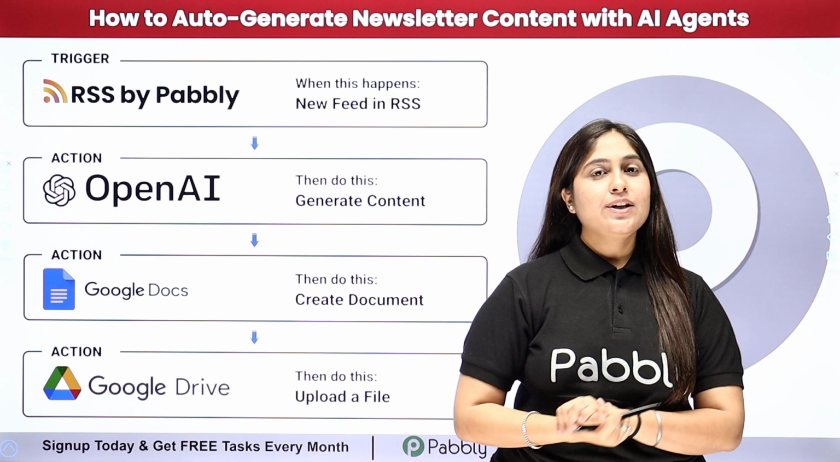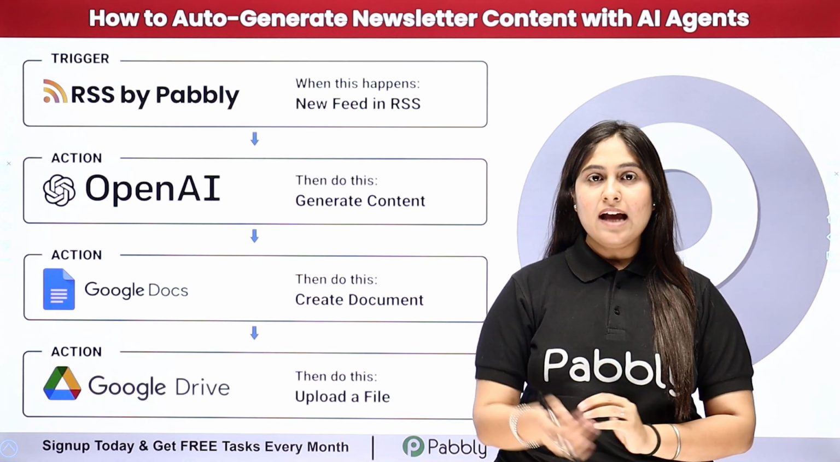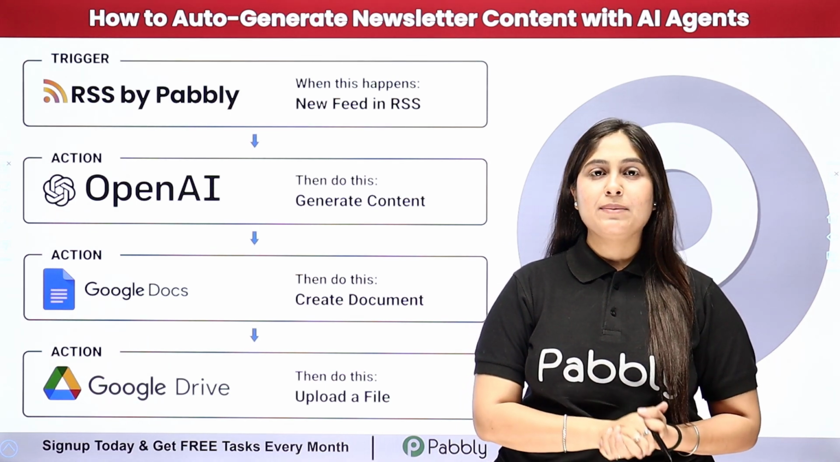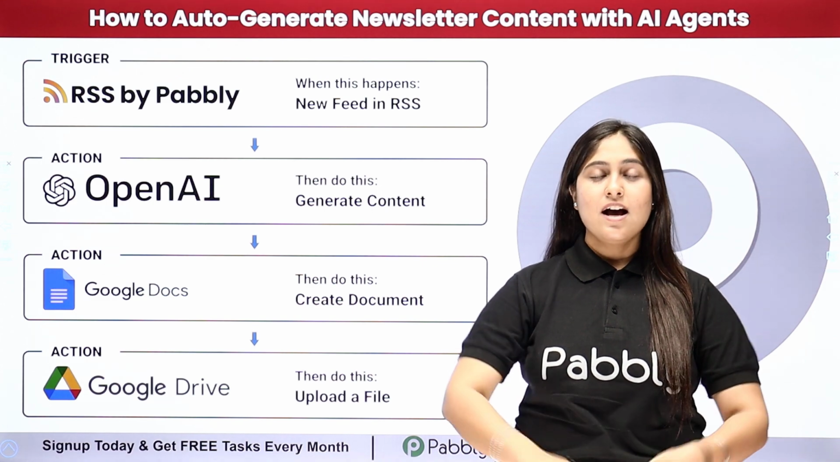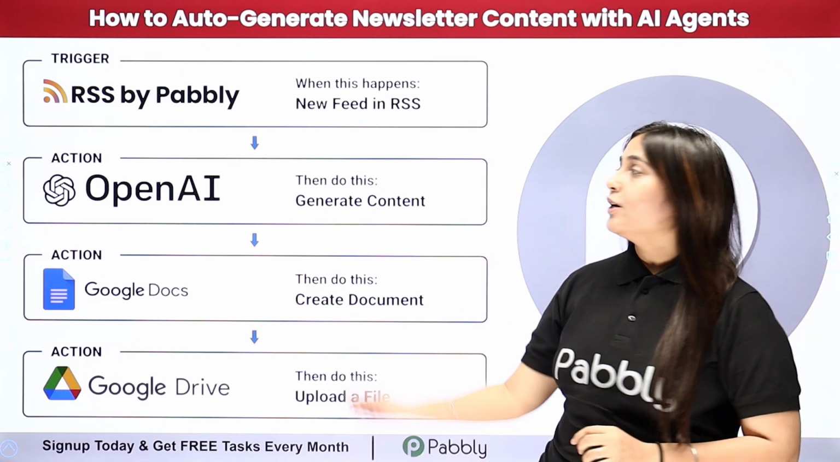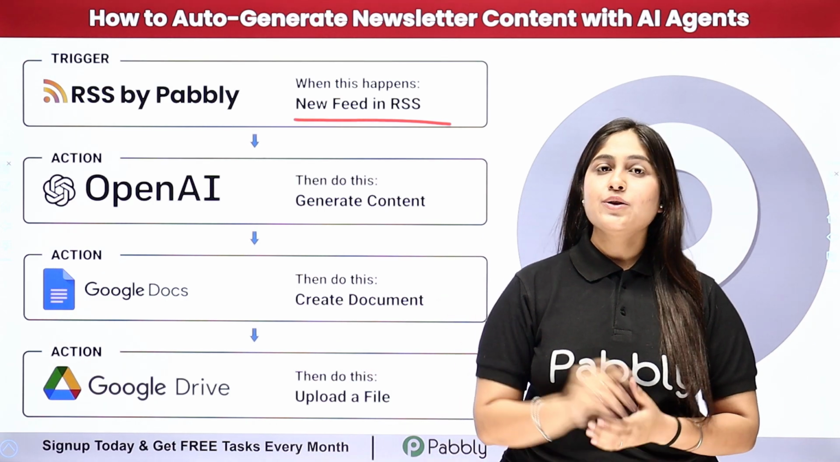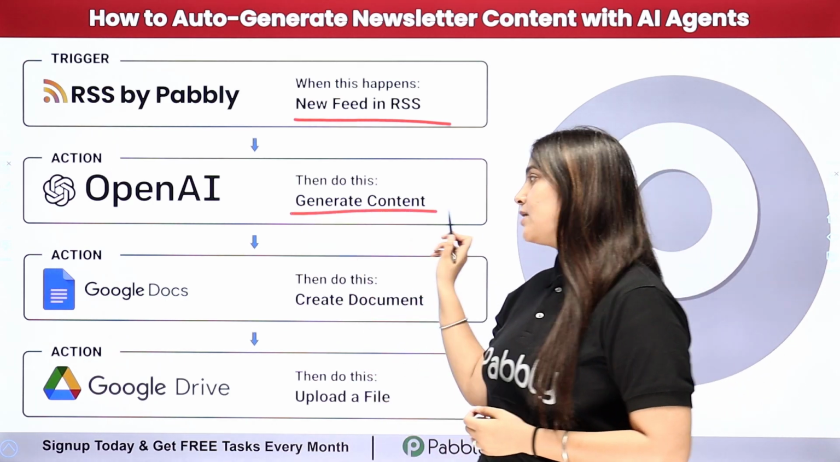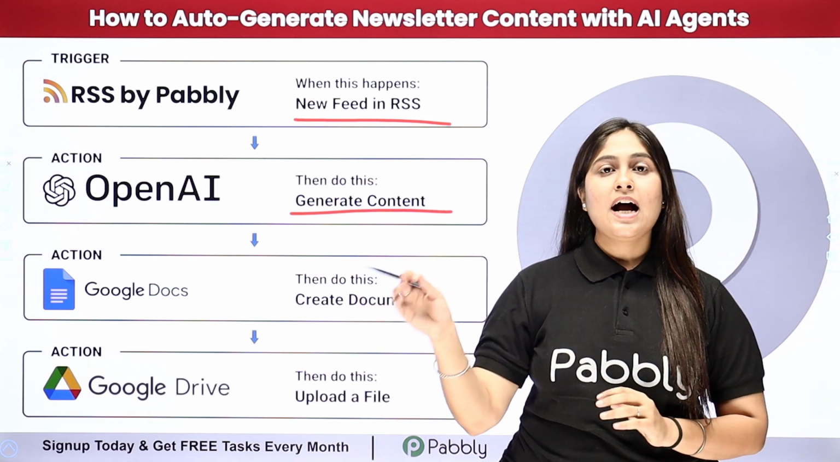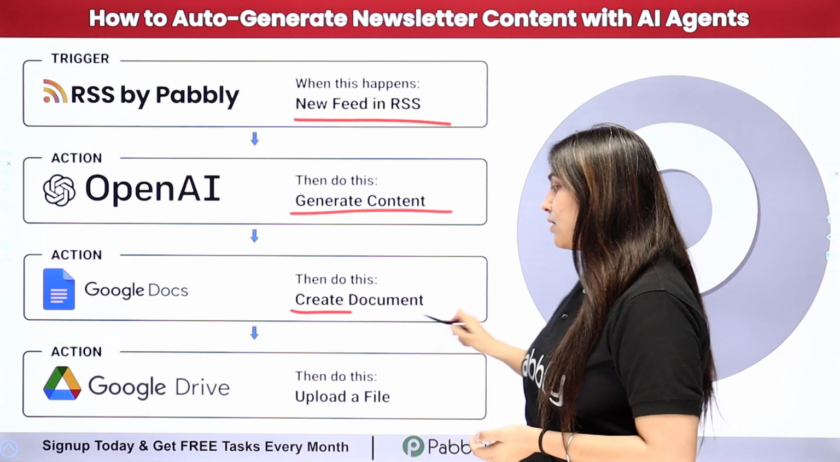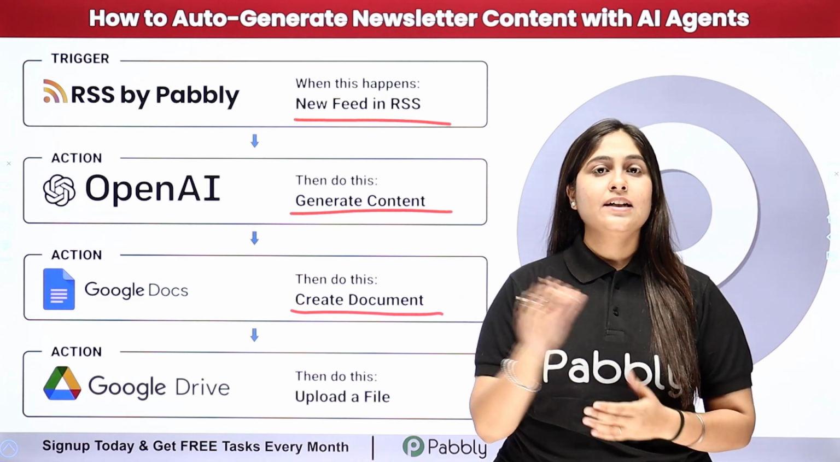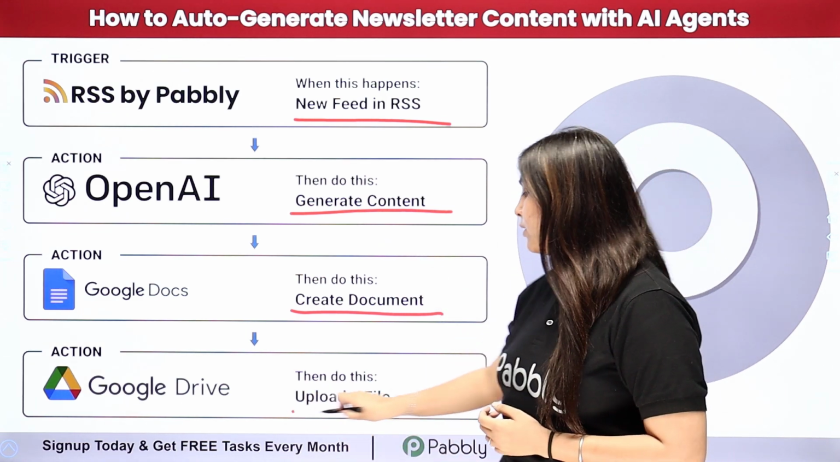So I want to generate newsletters automatically using AI, and here I am using RSS by Pabbly to get the new feed in RSS. So now here my objective is that when I get a new feed in RSS, then automatically using the details, I want to generate the content for the newsletter using OpenAI, and after that I want to create a document for the same using Google Docs, and then I want to share that document in a particular folder in my Google Drive.